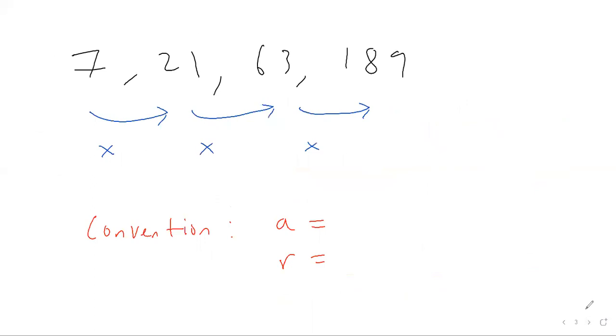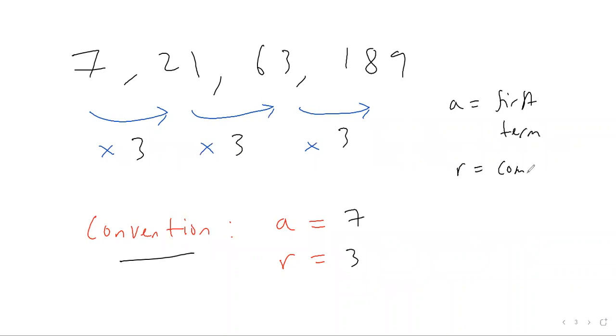Okay, so here's another example. We've got 7, 21, 63, 189. Each time we're multiplying by 3 with this sequence here. So the common ratio R is going to be 3. And the A value, like with the arithmetic sequences that we looked at before, the A is always the first term. It's convention to use A as your first term. So in this case, A is going to be 7. A is called your first term of the sequence, and R is called your common ratio.